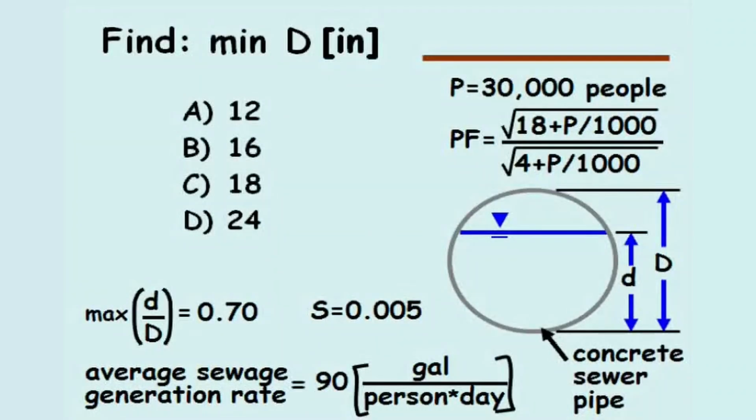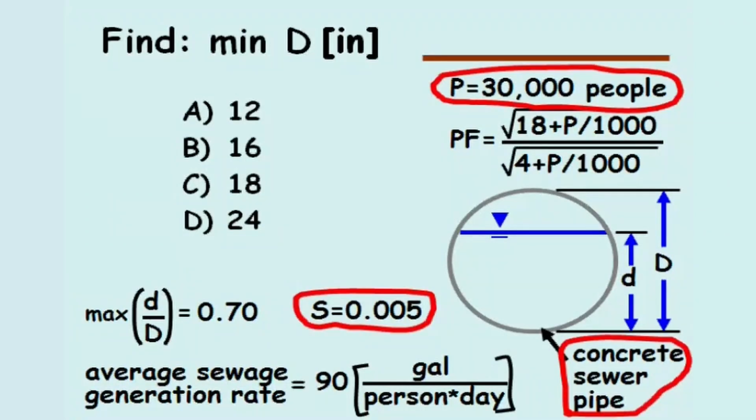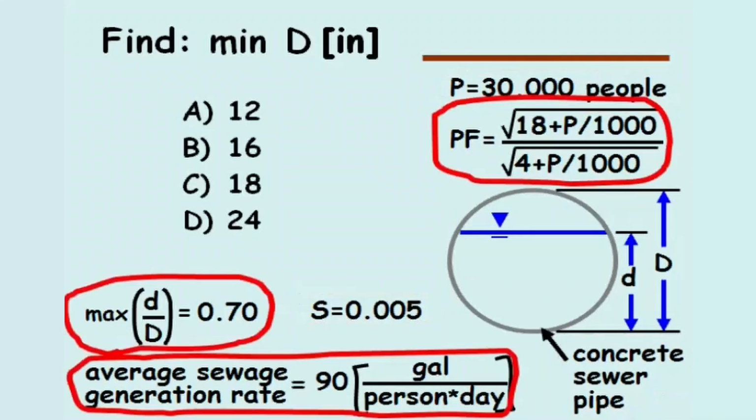Find the minimum pipe diameter, capital D, in inches. In this problem, a concrete sewer pipe positioned at 0.5% slope conveys the sewage generated by a population of 30,000 people. The maximum allowable d over D is 0.70, and the peaking factor and generation rate are provided.